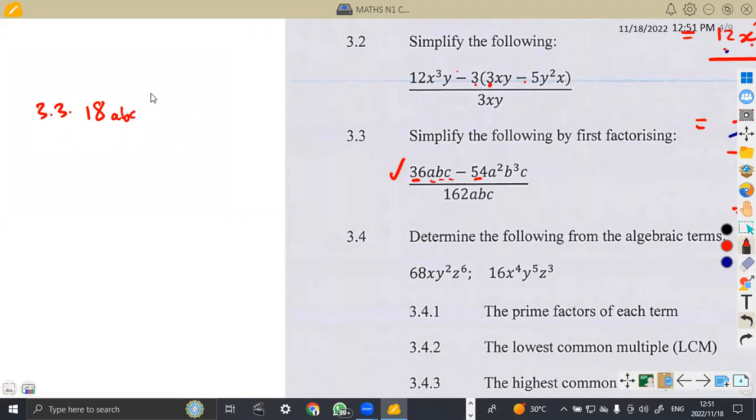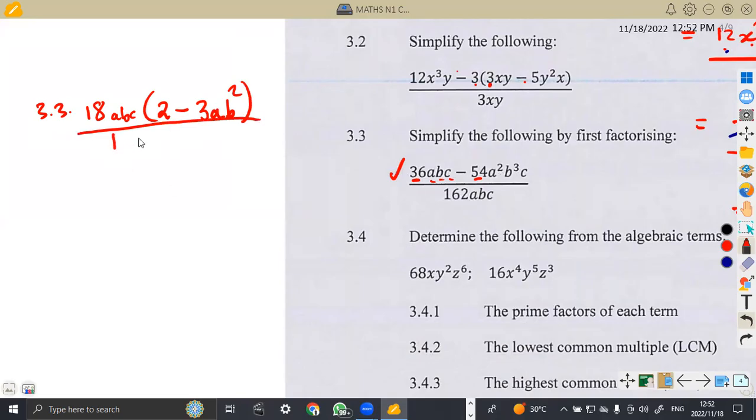If I factor out 18ABC, I have to divide now. Remember, 36 divided by 18 gave us 2. So we're going to obtain 2 here. ABC and ABC will cancel. Then 54 divided by 18, we got 3. Here we've got A squared divided by A, that is A. B cubed divided by B is going to be B squared. C divided by C cancels. So that is what you're going to have.